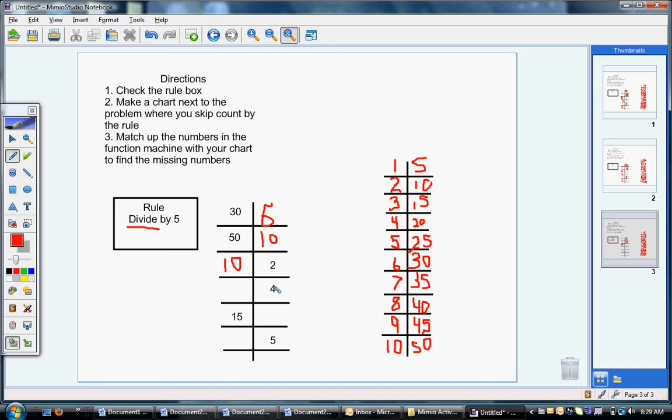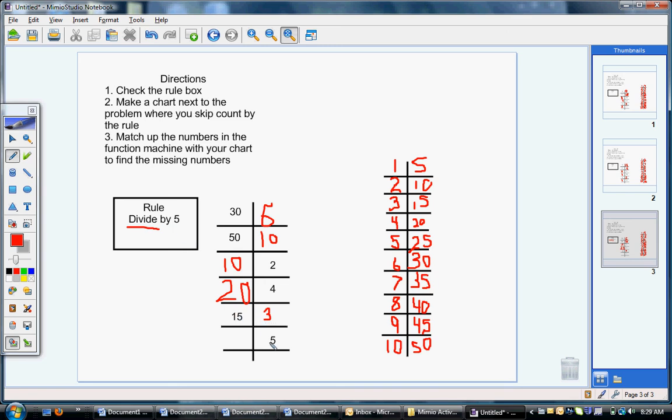Here I have my 4. What matches up with the 4? Looking through my chart, here's the 4. It matches up with the 20. So I'm going to go ahead and put my 20 in the open spot. I know that 20 divided by 5 equals 4. Here I have a 15. Go ahead and look through that chart and see which matches up with the 15. There's my 15, and it matches up with a 3, so I'm going to put a 3 in the blank spot, because 15 divided by 5 is 3.